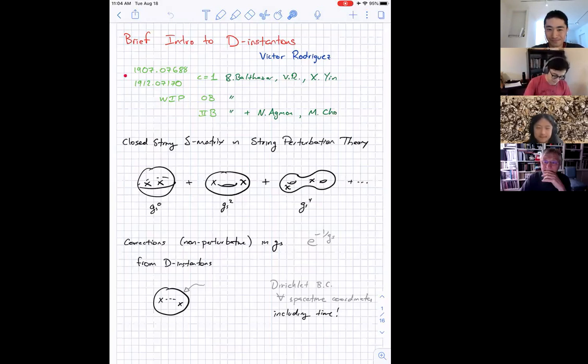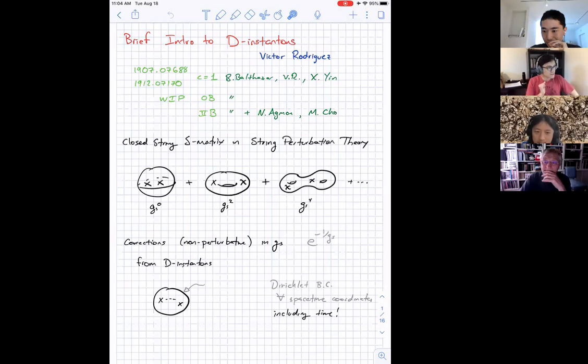It'll be mostly based on these two papers in the context of c=1 strings with Bruno Balthazar and Xi Yin, and also some work in progress in type 0B string theory, also in 2 dimensions. And then in 10 dimensions, in type IIB, with some reinforcements with Nathan Agmon and Minjae Cho, who will be speaking right after me. Okay, so let's get started.